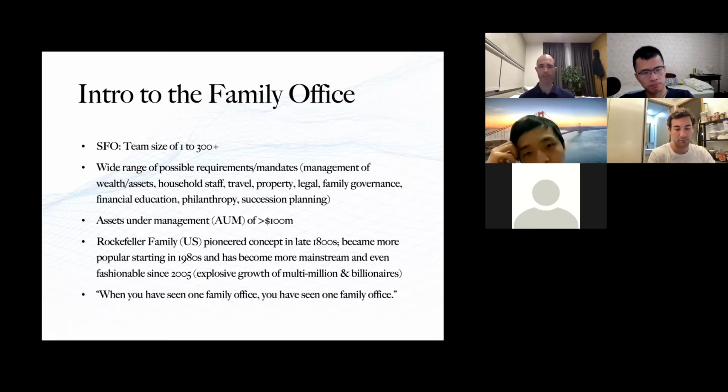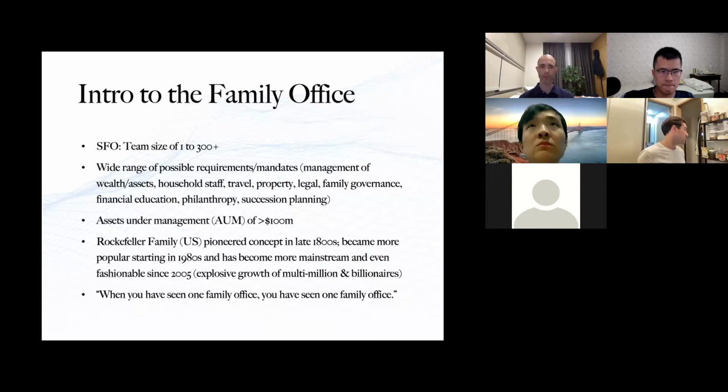A single family office can have a very wide range of requirements or mandates. It typically includes wealth management or asset management, but it can also include full-time household staff. It can include a staff dedicated to arranging personal and business travel for the family. It can include property management. They may have multiple houses or real estate around the world that needs to be managed. They may have an in-house lawyer as well to deal with any kind of legal issues as a first look before taking it to outside counsel if necessary.